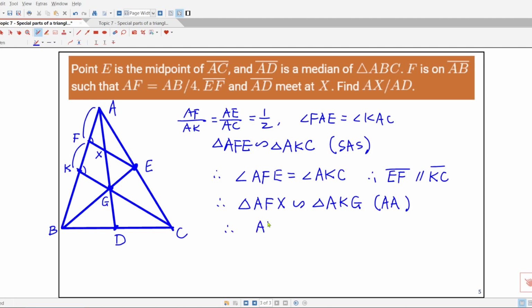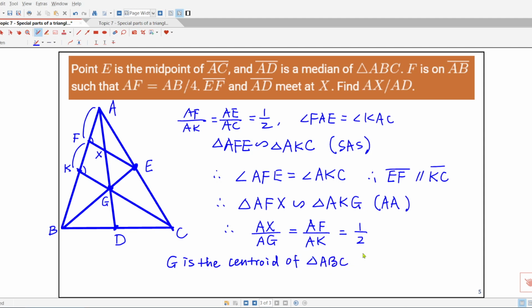And therefore we have AX over AG should equal AF over AK, which is 1 over 2, right? And since G is a centroid of ABC, this gives us a very important property of the centroid: AG over AD is 2 over 3.